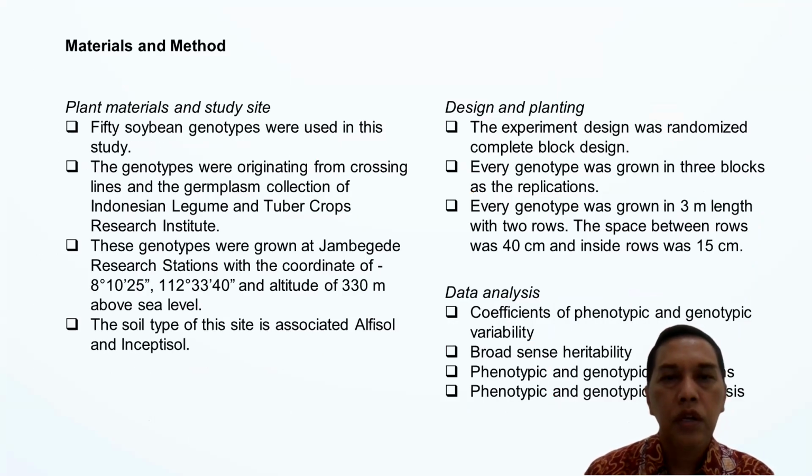Fifty soybean genotypes were used in this study. The genotypes originated from crossing lines and the germplasm collection of the Indonesian Legume and Tuber Crops Research Institute. The soil type on this site is alluvial and vertisol soil. The experiment used a randomized complete block design. Every genotype was grown in three blocks as replications.